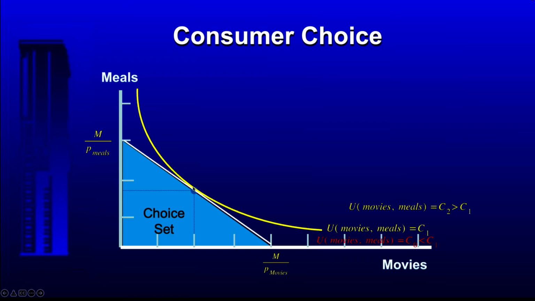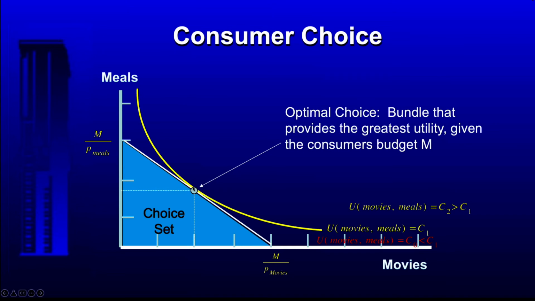So at this point, we have the optimal choice, which is going to be the one bundle in this case that gives him the greatest amount of value or utility that he can get as a function of what he can afford. Okay, so that's the basics that we have here.